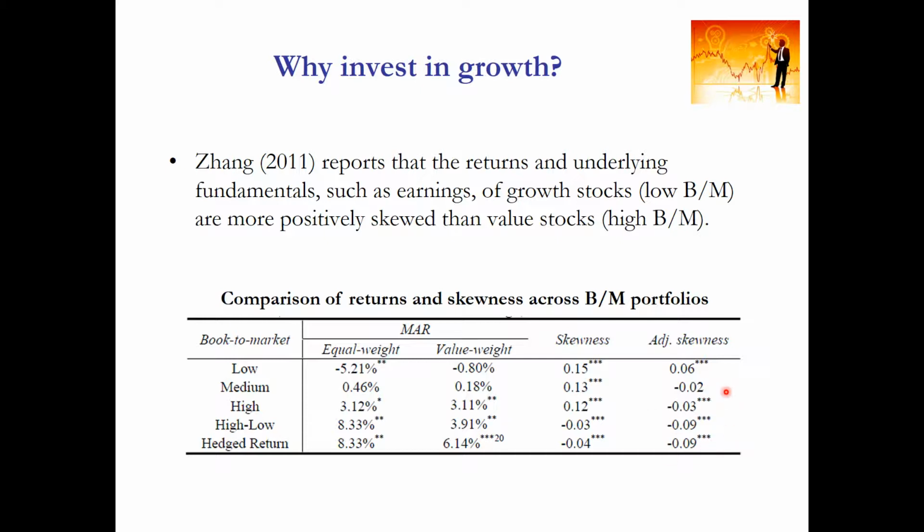Therefore, comparing value and growth, the zero investment value portfolio, that is going long in the value stocks and going short on growth stocks, tends to be negatively skewed. So if you are an investor with skewness preferences, if you are getting utility out of positive skewness, you might be willing to accept the slightly lower average return generated by a growth stock because you are getting positive skewness, whereas you might be averse to the negative adjusted skewness of value stocks.